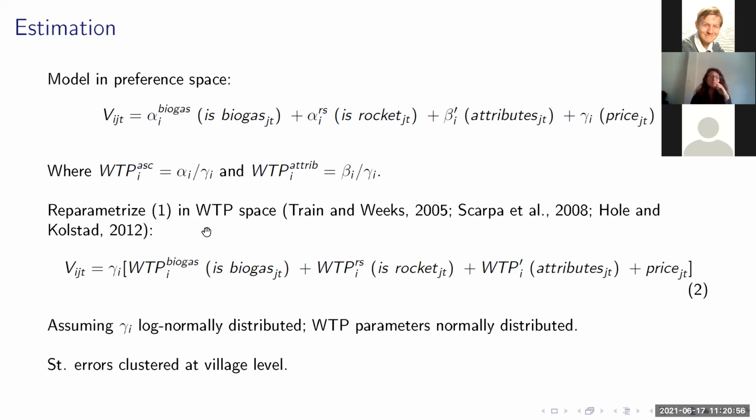We reparameterize this function in willingness to pay space, which is a bit of a recent development for these methods. This means that we just rewrite the parameters so that the parameters estimated from the model are directly the willingness to pay for each attribute and the willingness to pay for the alternative specific constant, so whether it's biogas or a rocket stove.